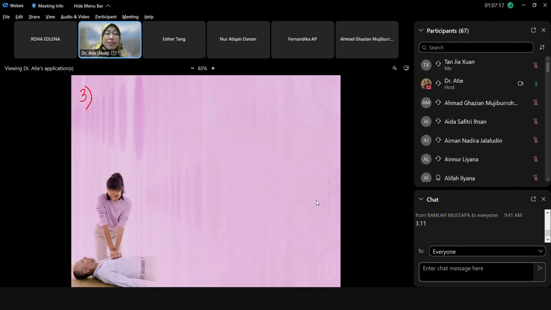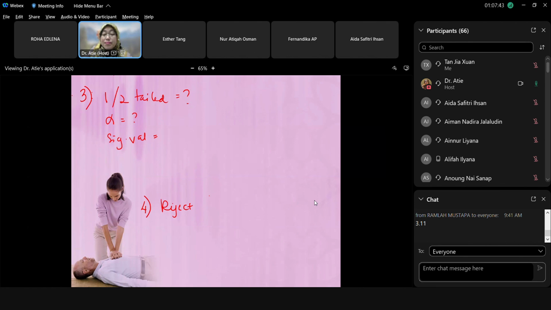For step number 3, we need to decide whether it is 1 or 2 tail, and we also need to decide what our alpha is, and what our sig value is that we get from SPSS. Later on, we need to make a decision, reject or accept H naught. So when do we reject H naught? Reject H naught if our sig value is less than our alpha.